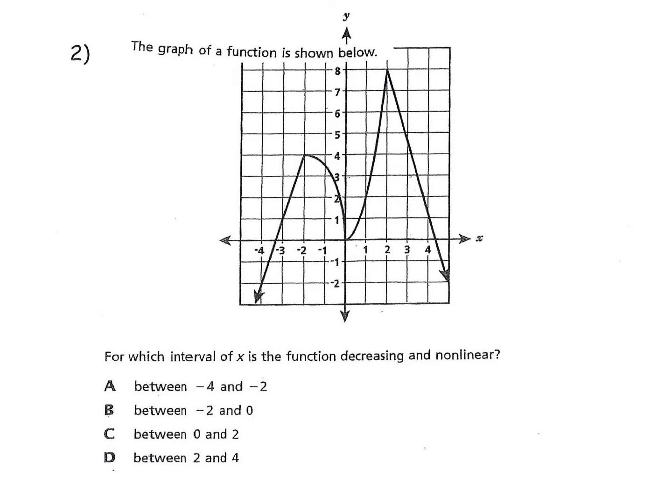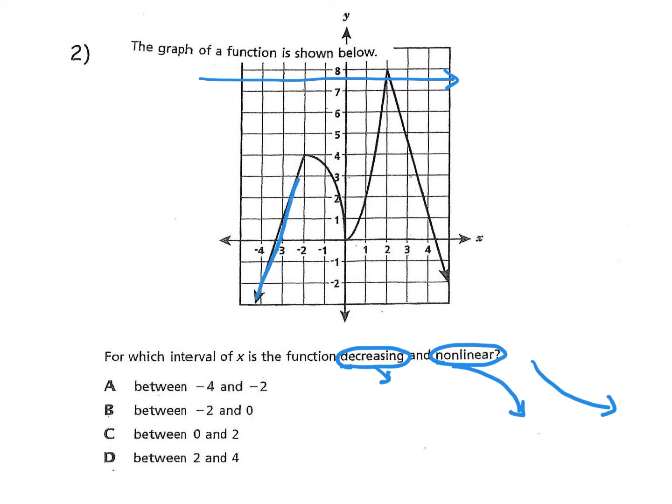In number 2, it says the graph of the function is shown below. Which interval is the function decreasing and nonlinear, which means it's curved? Well, decreasing, it has to go down, and to be nonlinear, there has to be some sort of curve involved, perhaps like that, or perhaps like that. Let's take a look and move your eyes from left to right.